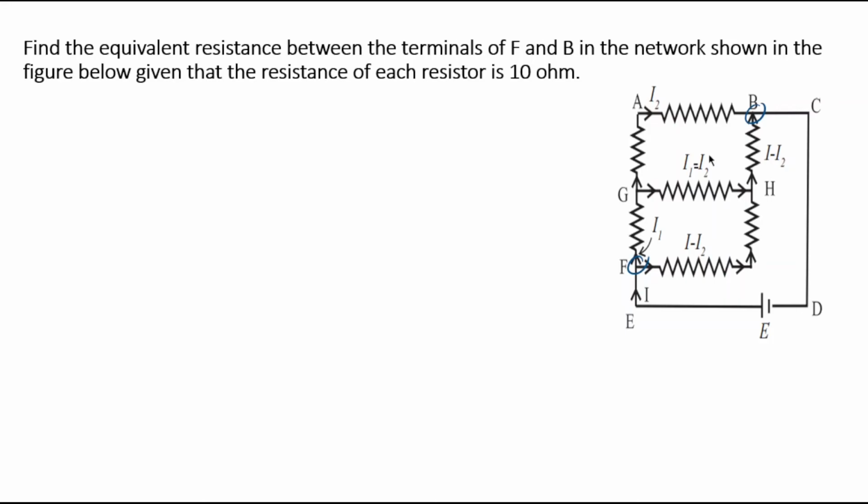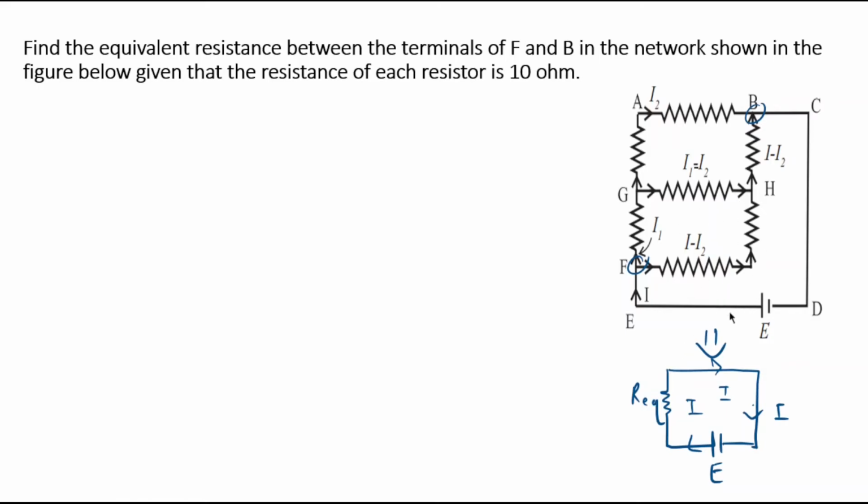Given that the resistance of each resistor is 10 ohms. So this network of resistors each have a resistance of 10 ohms, and we need to calculate the equivalent resistance between these two terminals F and P. Let's suppose the equivalent resistance comes out to be R equivalent.